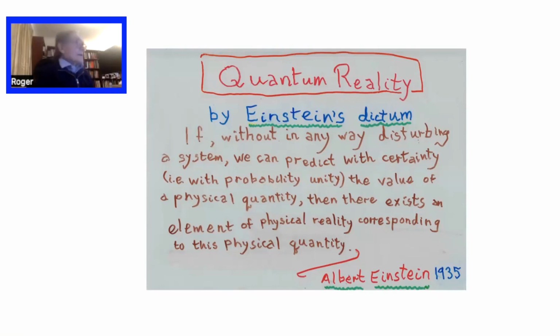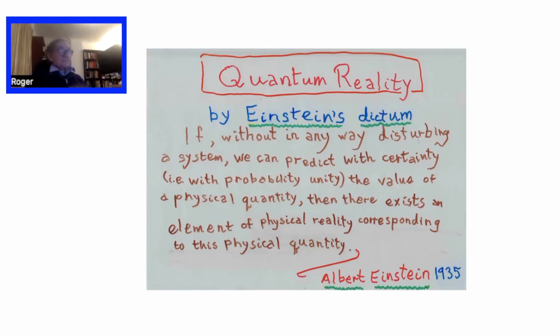And he was saying, if without disturbing the system I can make a measurement on the system, and with certainty it tells you that the thing is either at one location or the other, something like that, then that gives it an element of reality. So if you can make a measurement which doesn't disturb the system, then the result of the measurement is something real about it. So this is his point of view. He put this forward at least in 1935, perhaps earlier. And I'm calling this Einstein's dictum.